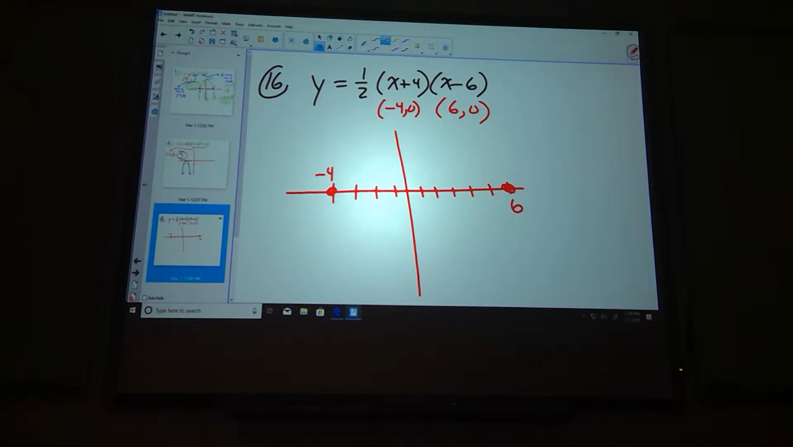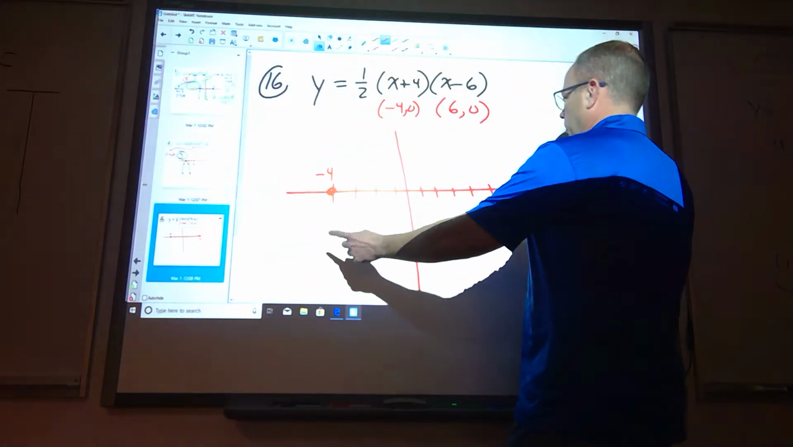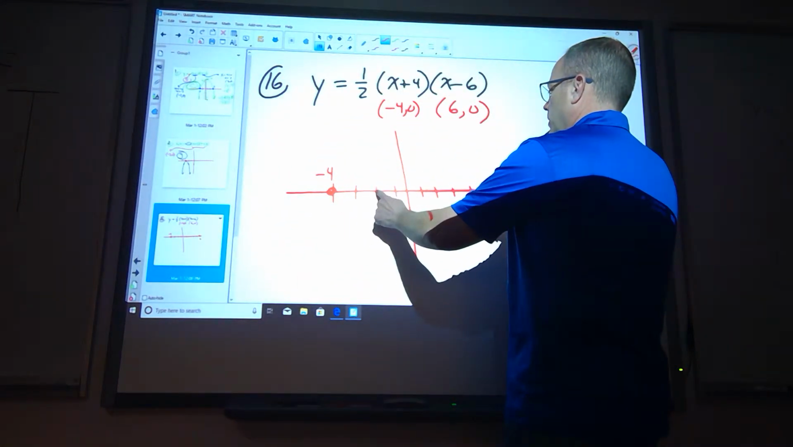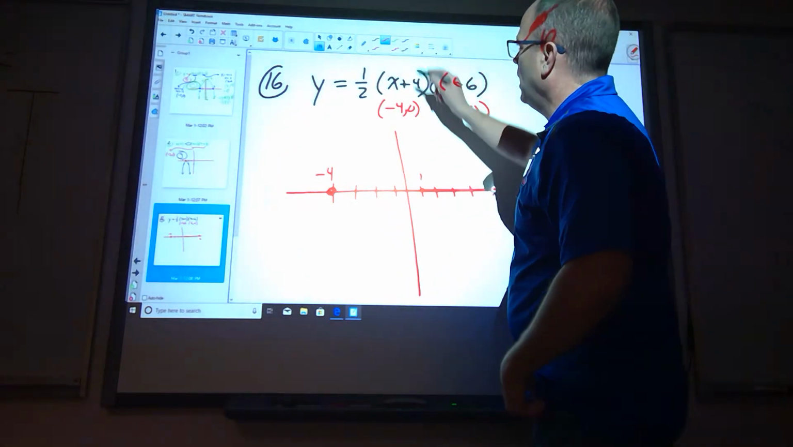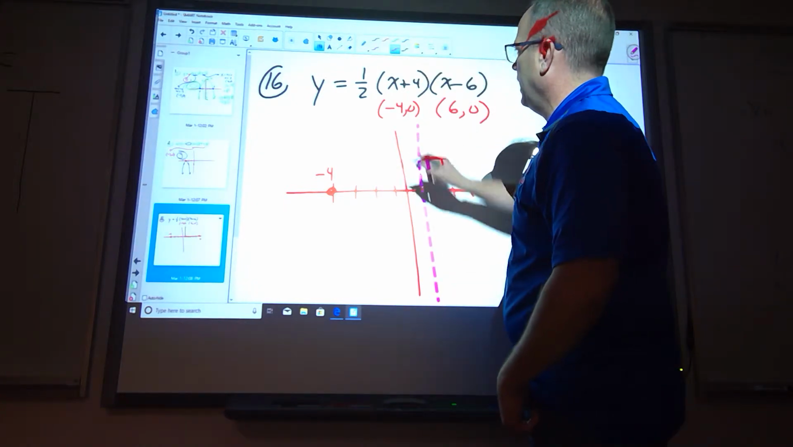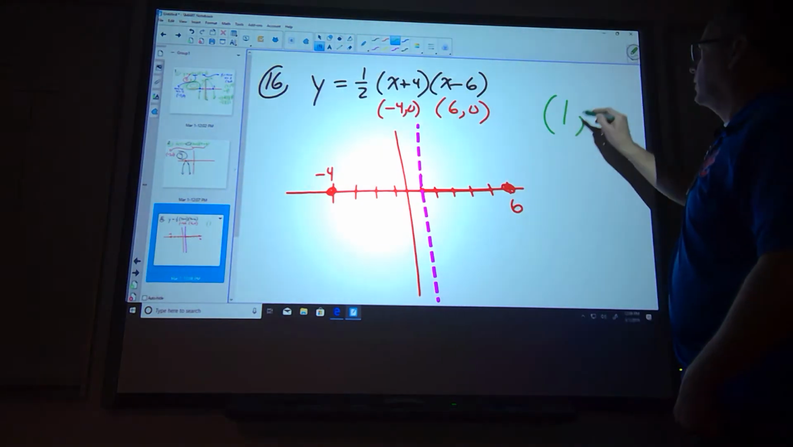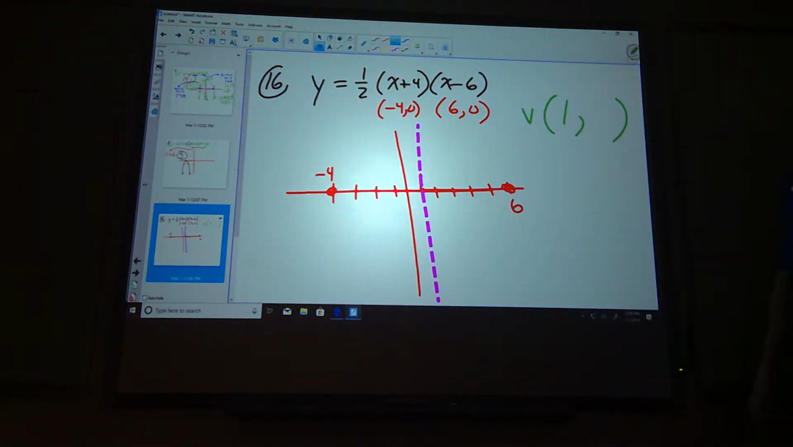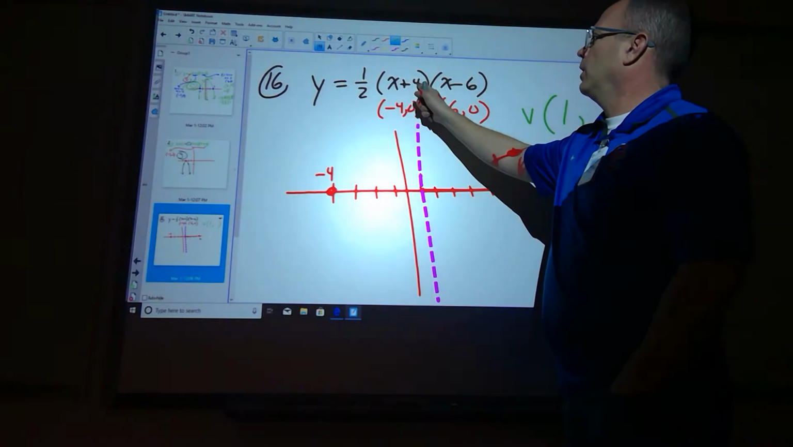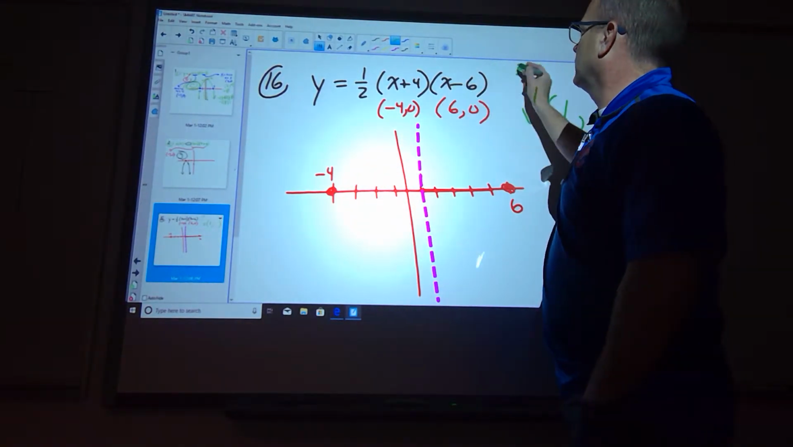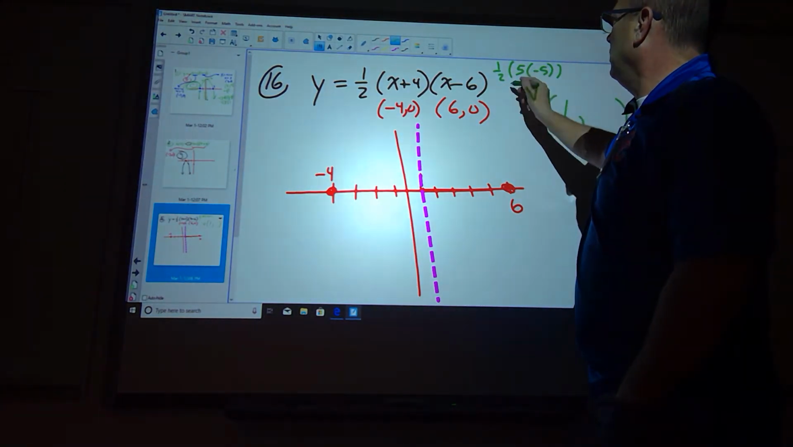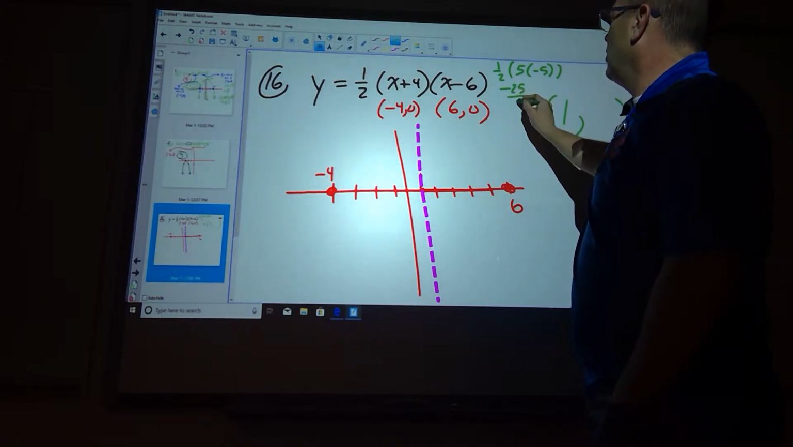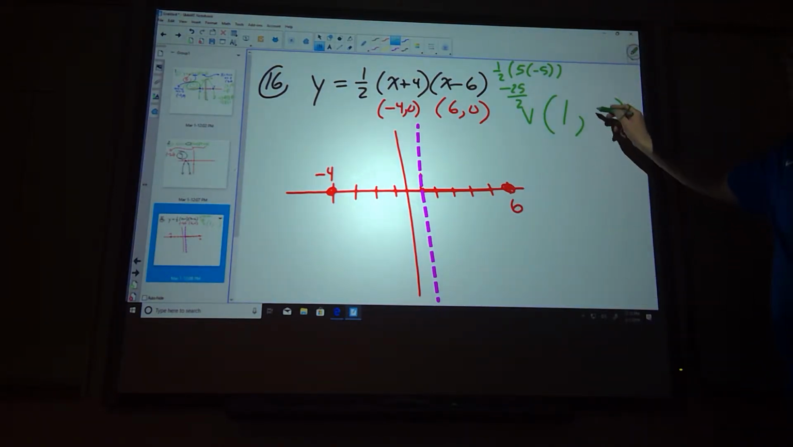It's a parabola that opens up. We only have that half in there, so we'll have to think about that in a little bit. All right, so let's go halfway between these 2 points. If I come in 1, 1, 1, 1, we meet right here at 1. So at 1, that's where my axis of symmetry is going to hang out. So that's also where my vertex is going to be. So I'm going to write V for vertex. I'm going to plug 1 in here. So I get 1 plus 4, which is 5. 1 minus 6, which is negative 5. And then whatever the answer is, I'm going to take half of it. So I get negative 25 over 2, which is negative 12 and a half, negative 12.5.